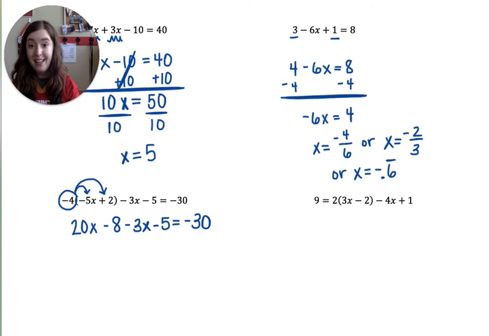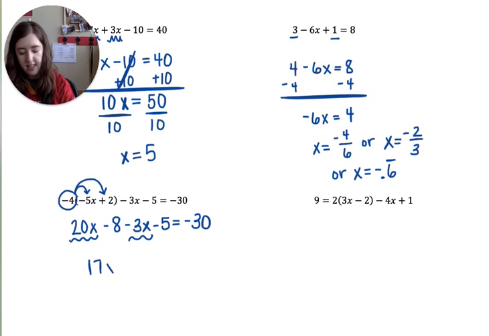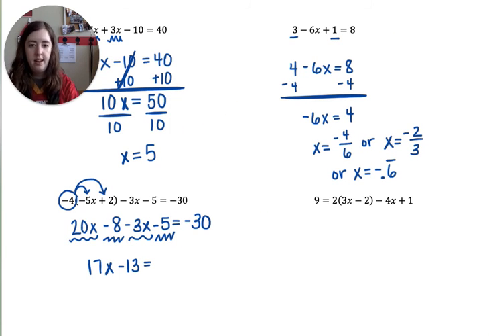So now I'm going to combine like terms. 20x has an x, so I can combine my negative 3x with it. 20x minus 3x is 17x. Now we've got negative 8 minus 5. So negative 8 minus 5 is negative 13. And I still have that equals negative 30. Now I left that negative 30 out of combining it with negative 8 and negative 5 because negative 30 is on the other side of the equal sign. When I combine like terms, I'm only doing that on one side of the equal sign.